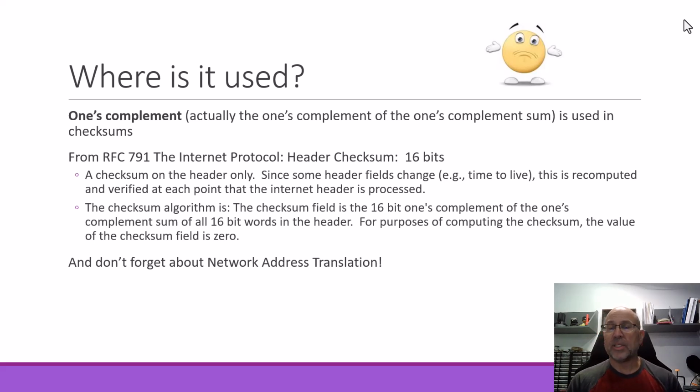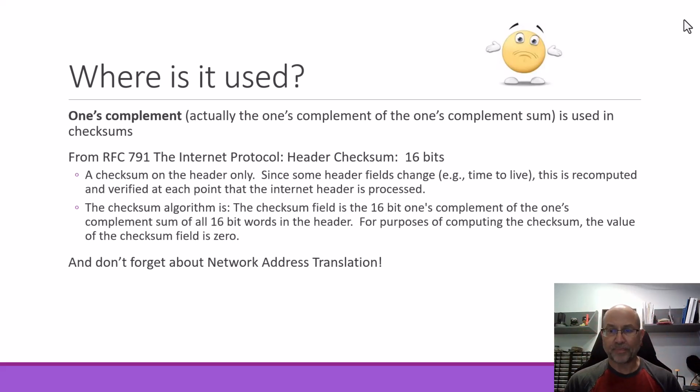A checksum is on the header only, so it's a chunk of the packet, doesn't include the payload. Some of the header fields change, and this is recomputed and verified at each point along the pathway. So the example that they give in the RFC is that the time to live field is decremented by every router. So the algorithm goes something like this. The checksum field is the 16-bit ones complement of the ones complement sum. So you take all the 16-bit words, and we're going to do some addition with them, and then we're going to take the complement.